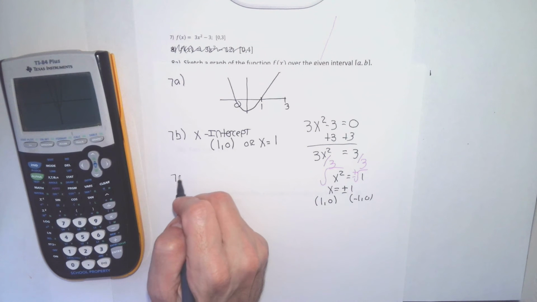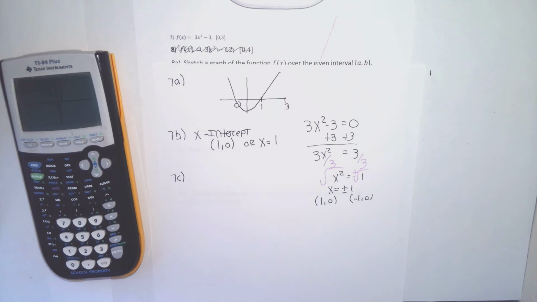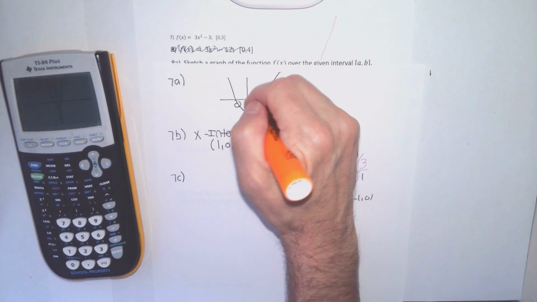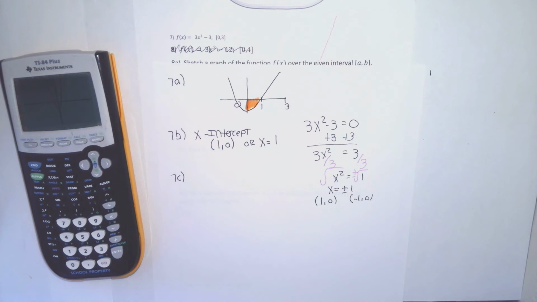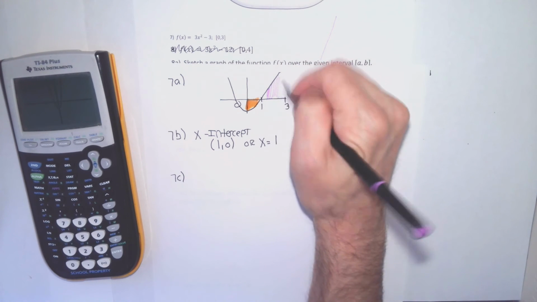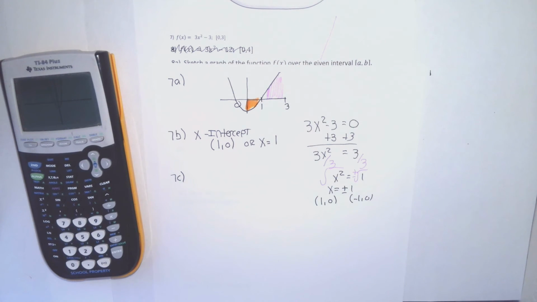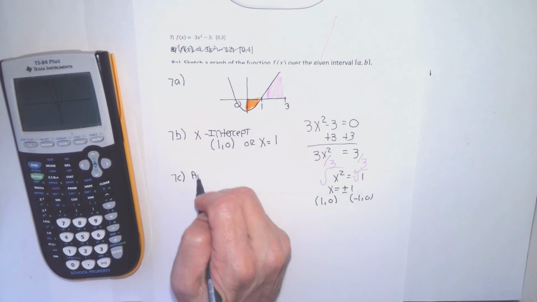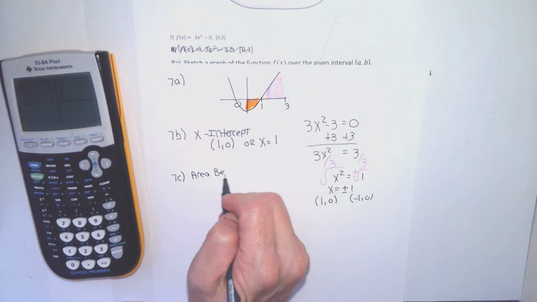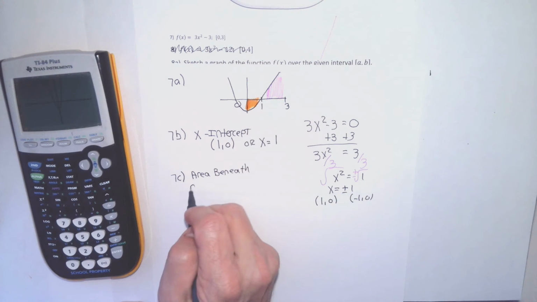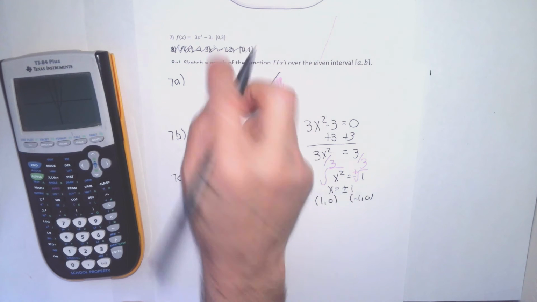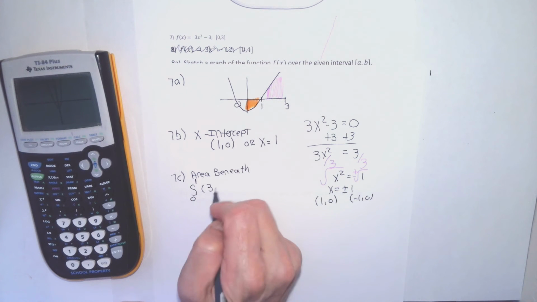Part C is going to want me to calculate each area individually. And the first area I'm going to calculate is going to go between starting at 0, ending at 1. I'll do that area. And then the second area I'm going to calculate is going to start at 1 and end at 3. The first area should come out negative if I do it correctly. So I'm going to do first the area beneath the x-axis. And that goes from x equal to 0 to x equal to 1. The function is 3x squared minus 3.